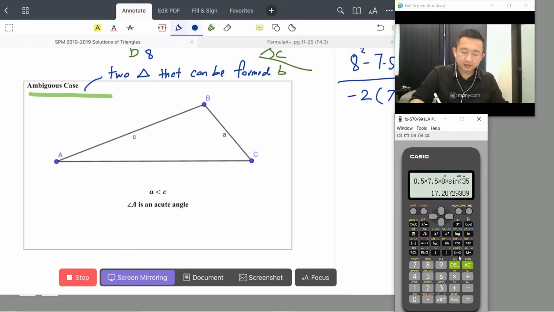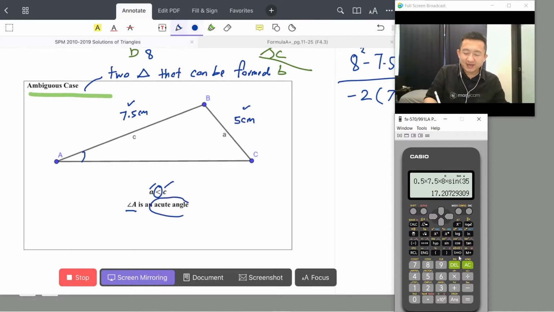You have side A here, and say this is 5 cm. And you also have side C, and this is 7.5 cm. And your A must be lesser than C. 5 is lesser than 7.5. Okay, this is the situation. And you have angle A as an acute angle.